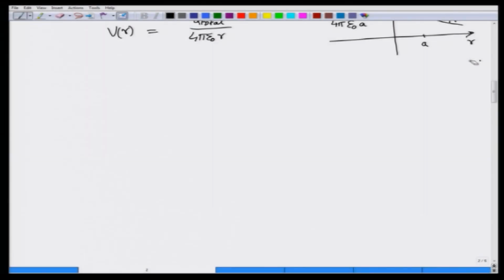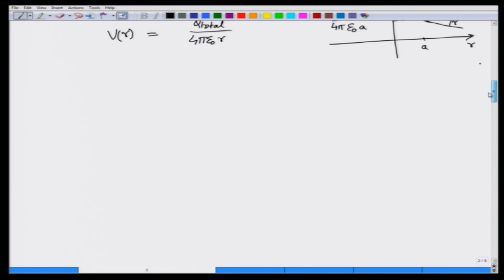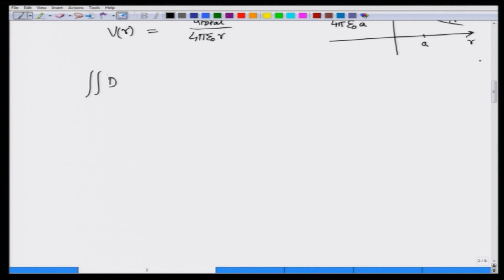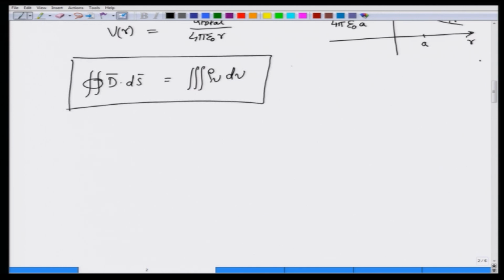Now we start building up to what is called the point form of Gauss's law. We have already seen Gauss's law in its integral form, that is, the integral of D over a closed surface, which is equal to the total charge enclosed, and in general the charge will be the volume charge density. This integral form is one of Maxwell's equations. This is actually Gauss's law, but of the four Maxwell's equations, this is one of them.